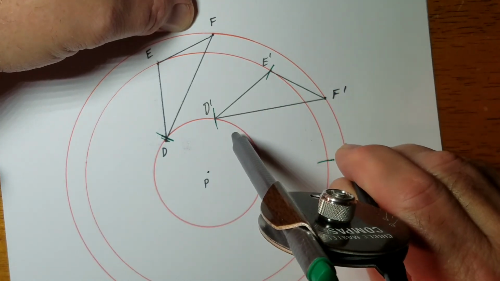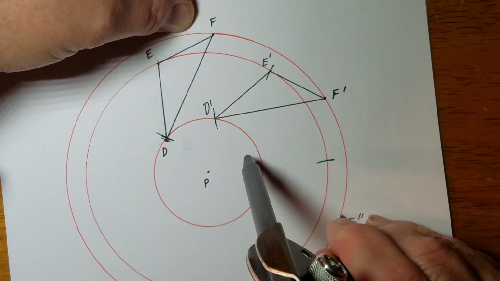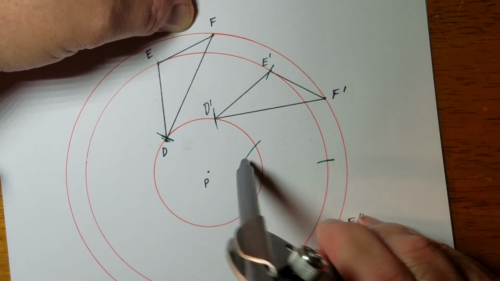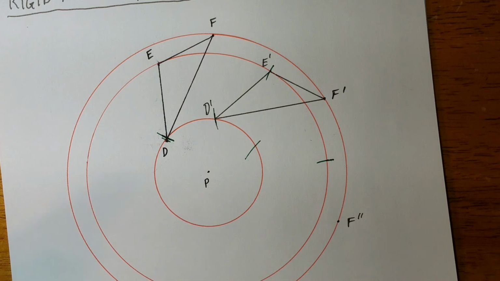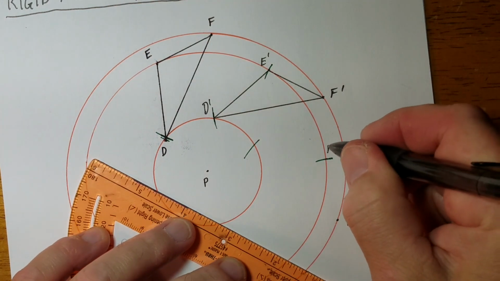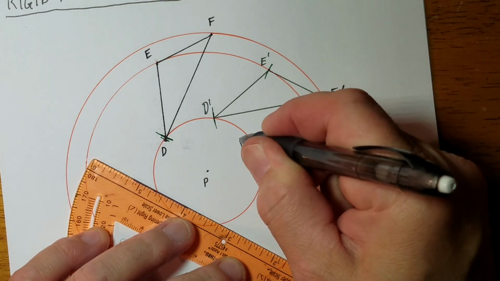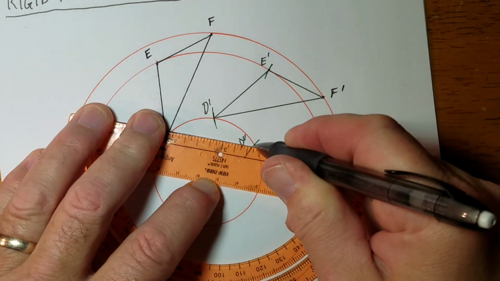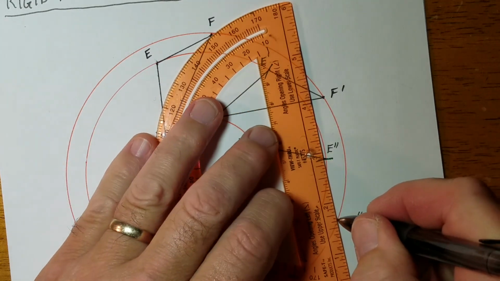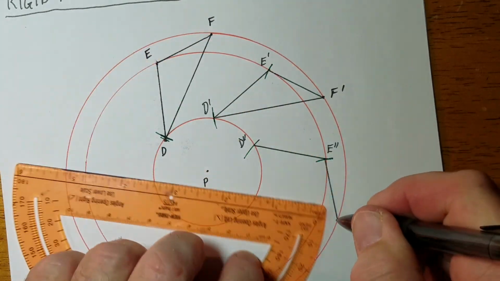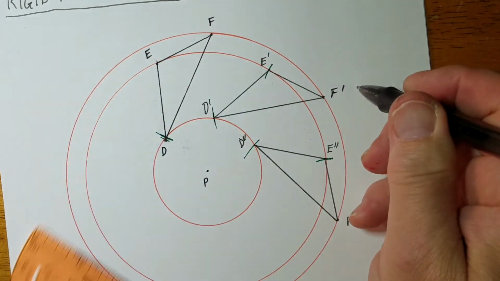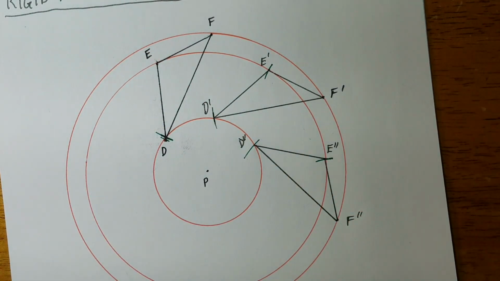Rotate it. So you can see that 1 point travels on the outer circle and 1 point travels on the inner circle. Mark it off. And there we have it, another congruent triangle.